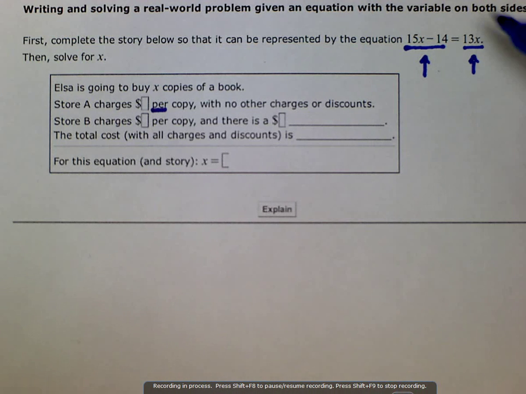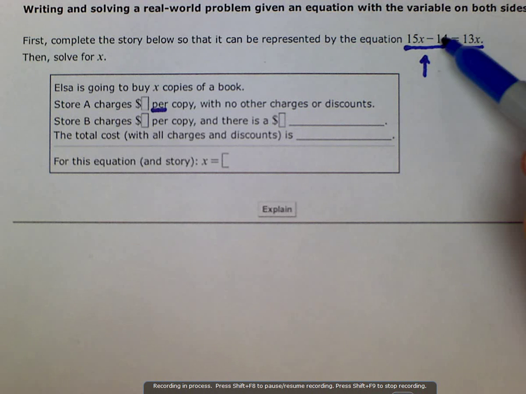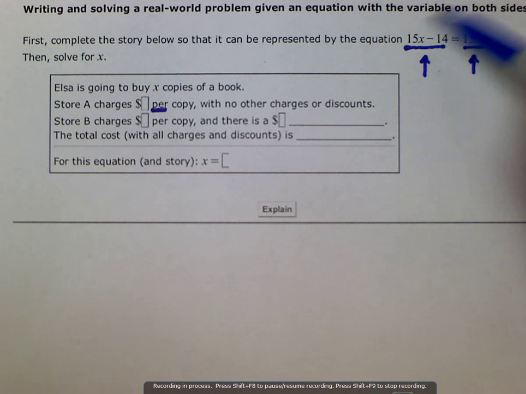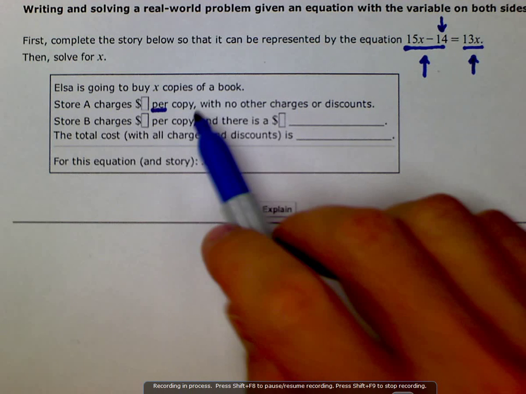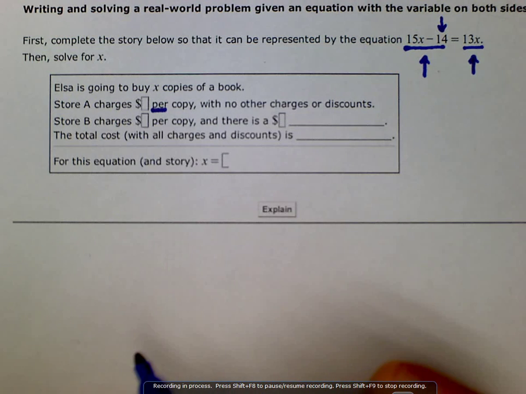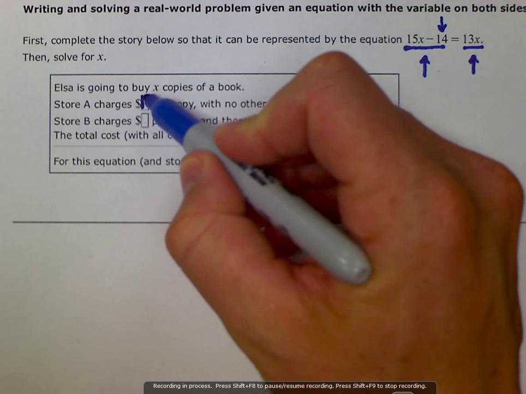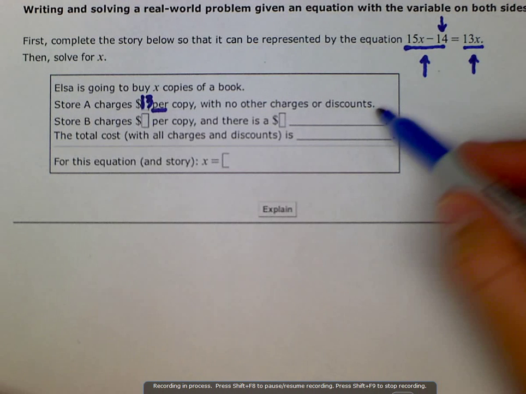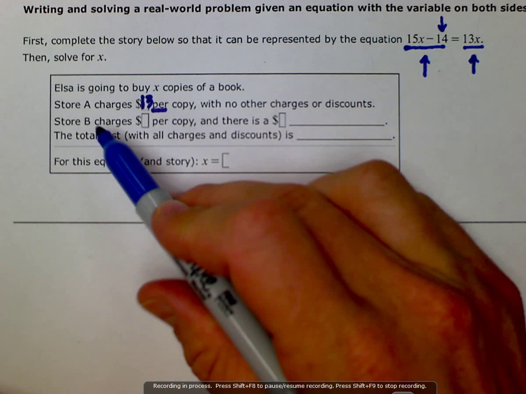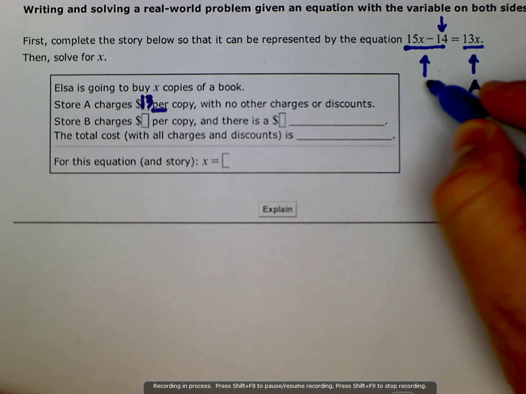So we look over here at the two expressions. One has a variable minus a fixed rate, and the other one just has a variable rate. So this variable term here matches with this story here. So this charges $13 per book with no other charges. Whereas the other one, store B, so we'll call this store A, and then this one store B.